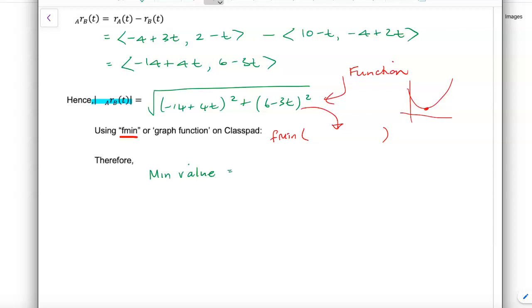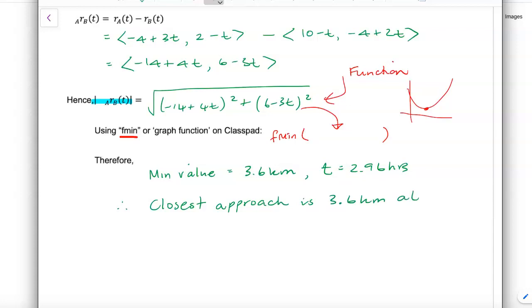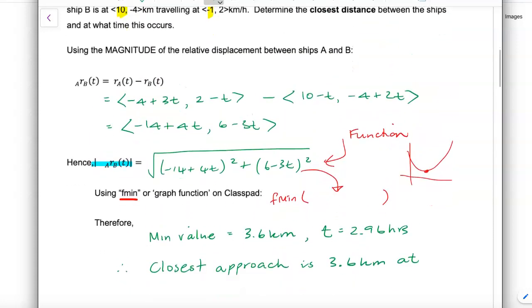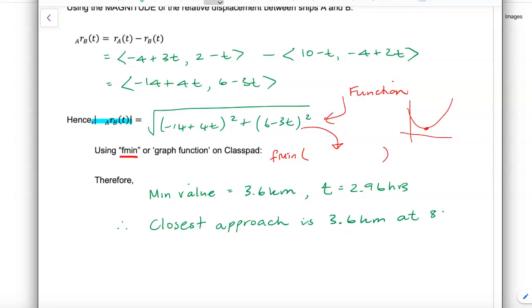If we do that, we get a solution that says the minimum value, which is our magnitude of A relative to B, is 3.6 kilometers, so that's the distance, and it says t is 2.96, and that's in hours. So we could say the closest distance, or the closest approach of one to the other, is 3.6 kilometers apart, and that happens at 2.96 hours after, and in our question it was 6 a.m. So that will be 8 and 0.96 is 58 minutes, so 8:58 a.m.